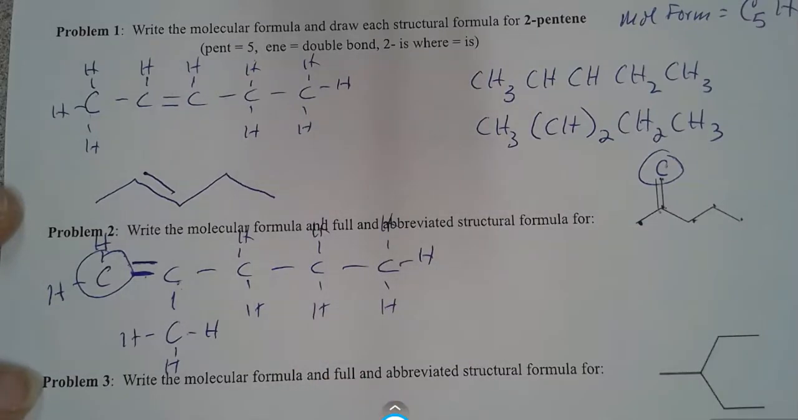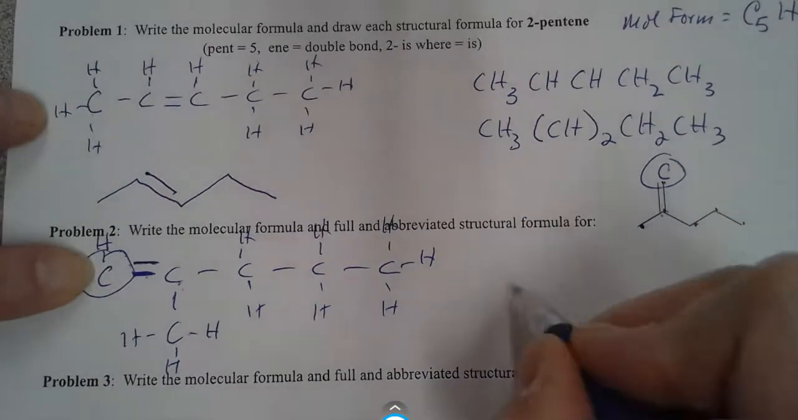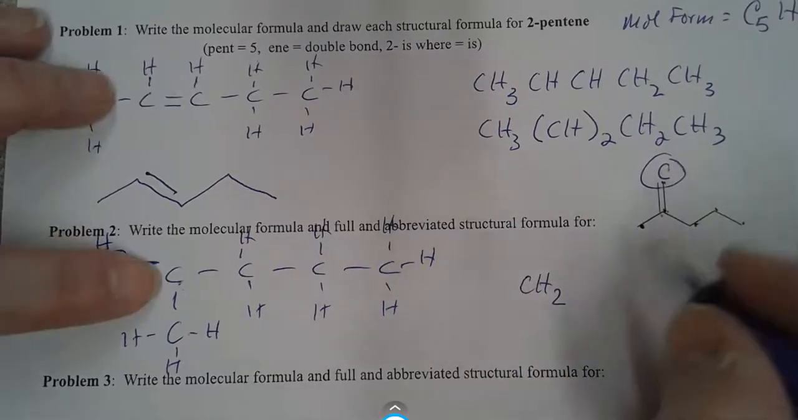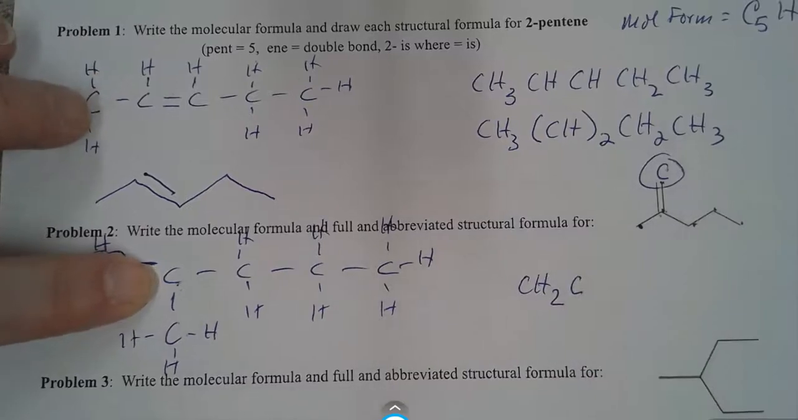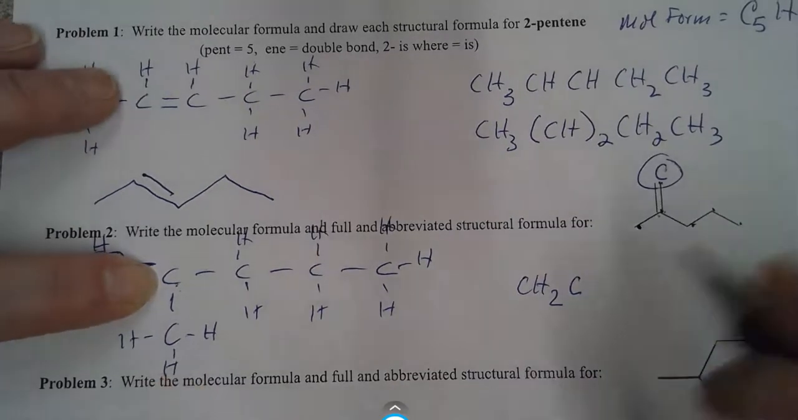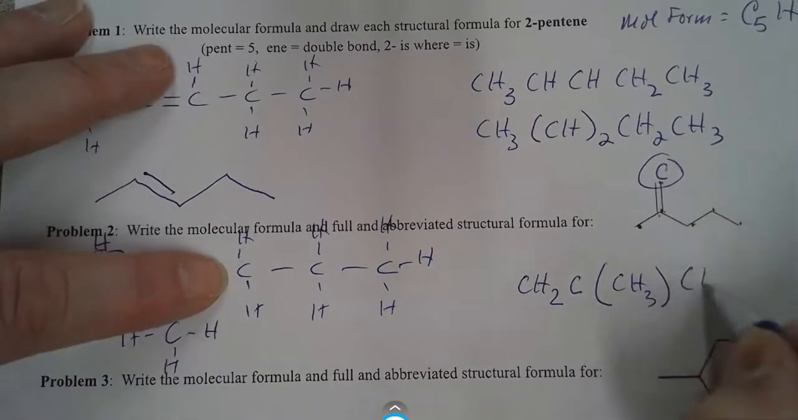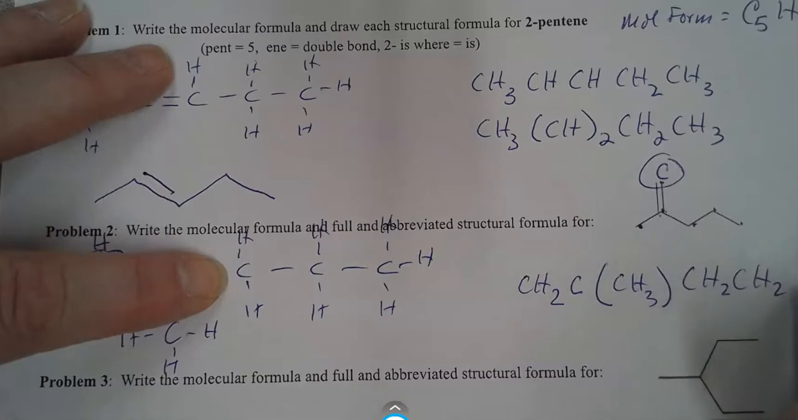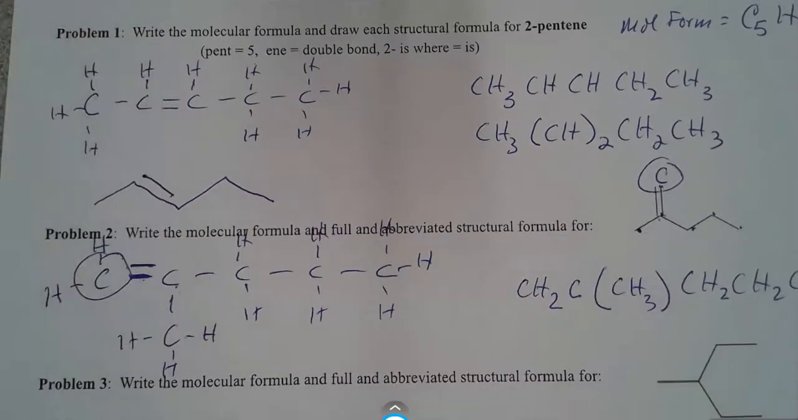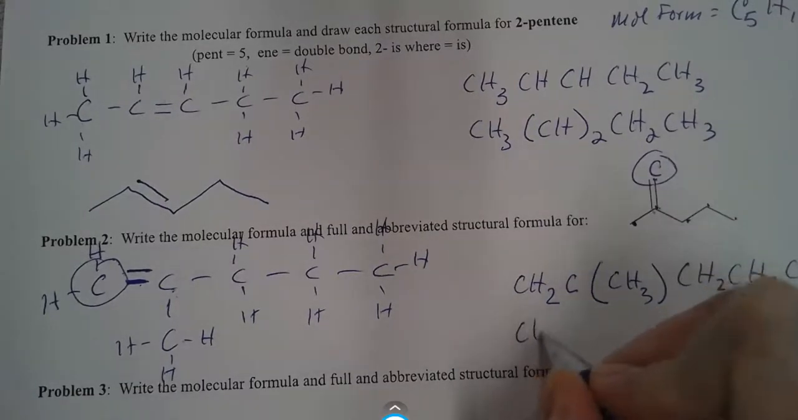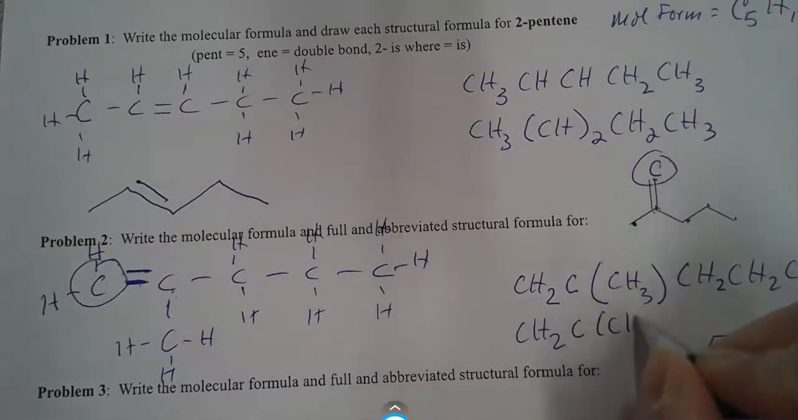All right, so let's try this. Start here. I'm going to do my abbreviated CH2. Does this one have any hydrogens? No, but it has a branch, so put it in parentheses, CH3, CH2, CH2, CH3. Okay. Is there an even more abbreviated version? Do you see anything the same in a row? Yeah, I see 2 of these guys, identical. All right, CH2, C, CH3.